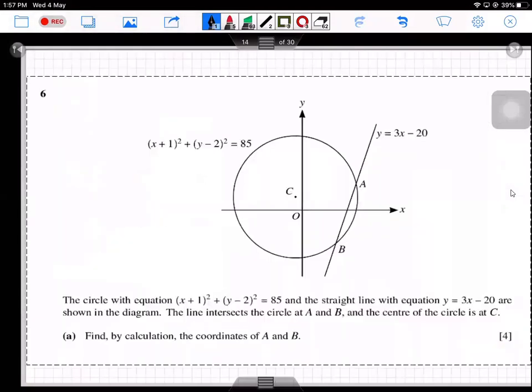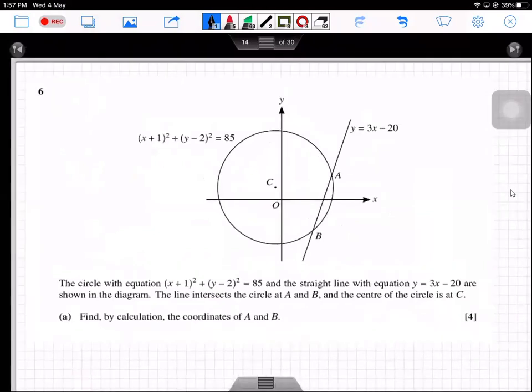All right, so a circle with equation (x + 1)² + (y − 2)² = 85, and the straight line with equation y = 3x − 20 are shown in the diagram. The line intersects the circle at A and B, and the center of the circle is at point C. Find by calculation the coordinates of A and B.